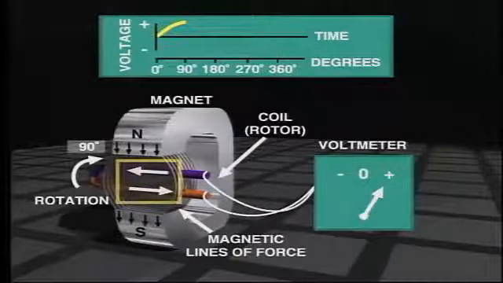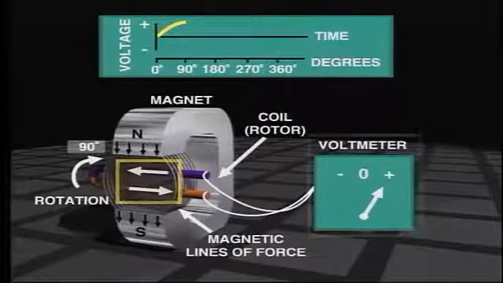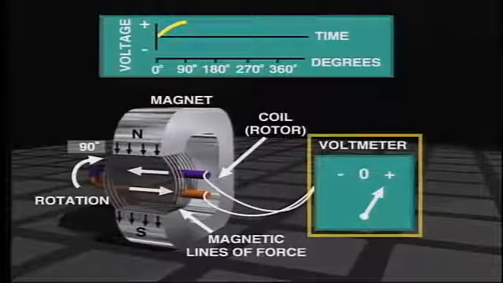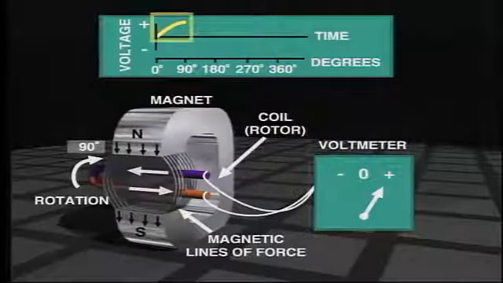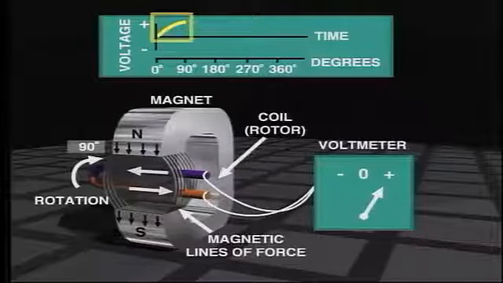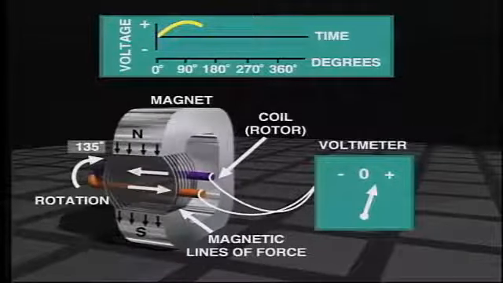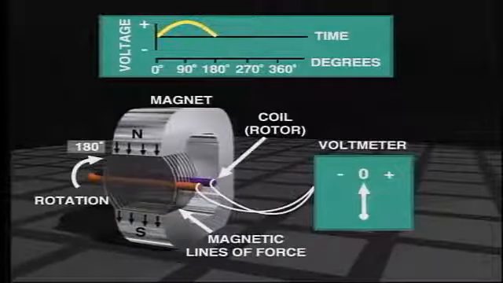The direction of induced voltage in the purple conductor is opposite to the voltage in the red conductor. The voltmeter, therefore, receives the sum of the two voltages. As the rotor moved from 0 degrees to 90 degrees, the voltage has increased like this. And then, as the rotor moves from 90 to 180 degrees, it decreases like this.